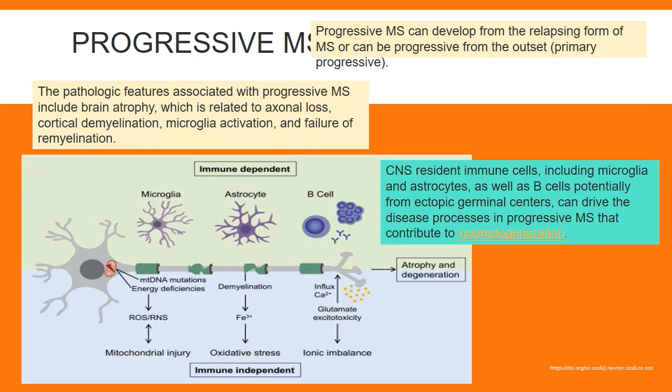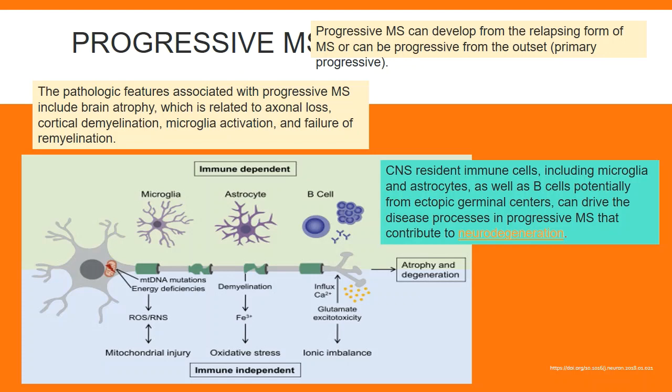Now coming to progressive multiple sclerosis. Now progressive multiple sclerosis can develop from the relapsing form of multiple sclerosis, or it can be progressive right from the outset, which is referred to as primary progressive multiple sclerosis.